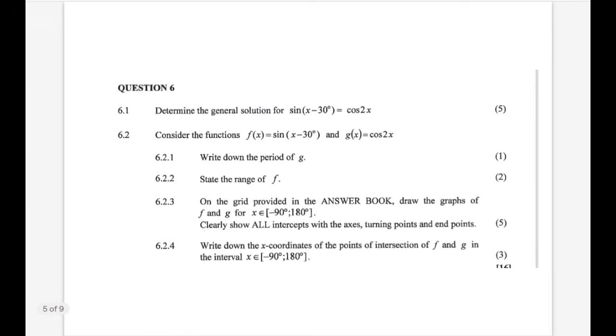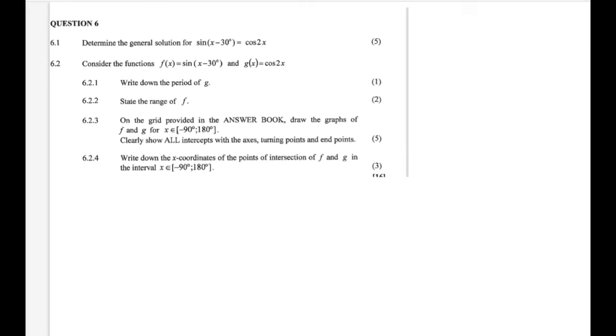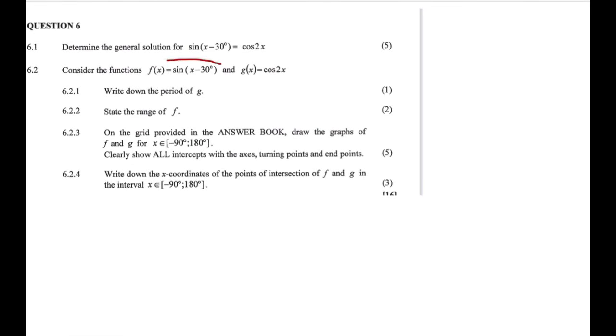And 6.2 then says the following. Consider these two functions. This is the sine graph, but it's been shifted 30 units to the right. This is the cos graph, but b is 2.